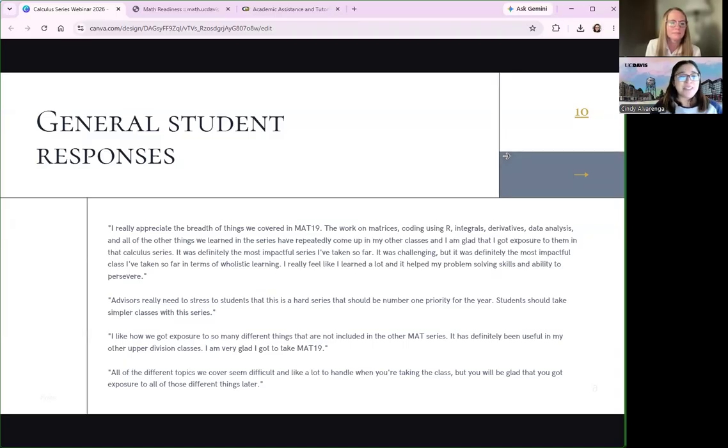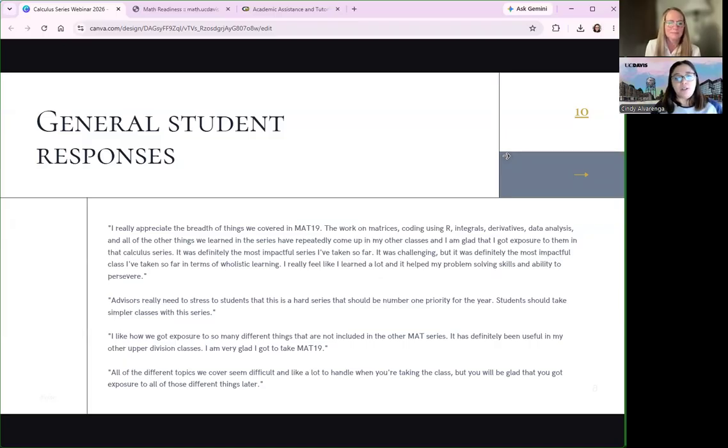They even said advisors really need to stress to students that it is hard. Calculus is hard across the board. And there are tools that can help you prepare for that. We have a great resource called the Academic Assistance and Tutoring Center that has math specialists that can really help. And I'll talk about those in a minute.